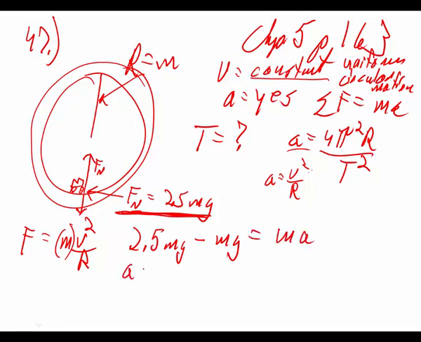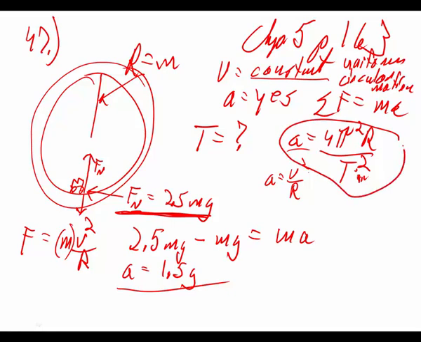And a then becomes what? The masses cancel out. You've got 2.5 minus 1 mg leaves me 1.5 mg divided by m, and so we are left with 1.5 g. And so that is my acceleration. And you say, well, why are you doing that? Well, you're going to find out. You've got to find the acceleration, because look, we got to find the period.